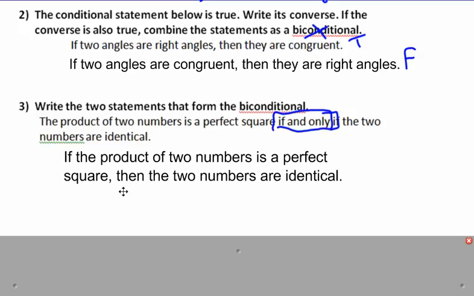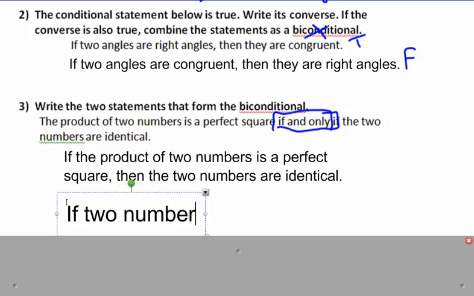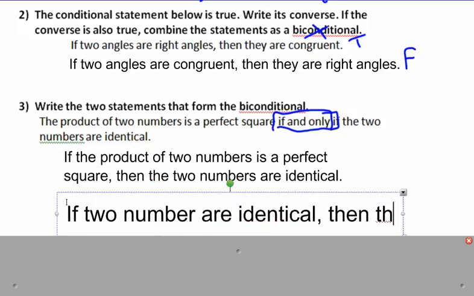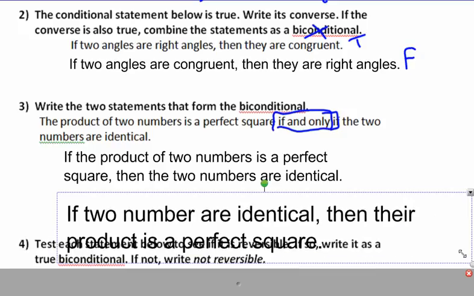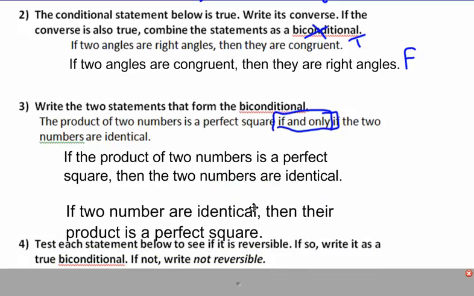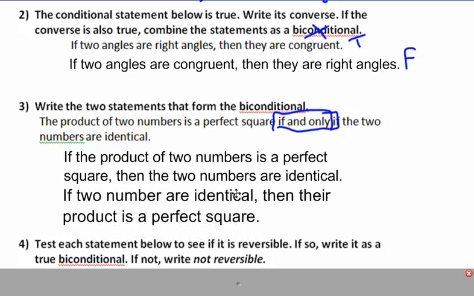Now the converse of that is just flipping it around: if two numbers are identical, then their product is a perfect square. I'll make it a little bit smaller so it fits here. And that's true as well. If you have two of the same numbers, when you multiply them together, it'll make a perfect square because you could take the square root of that and get that number.